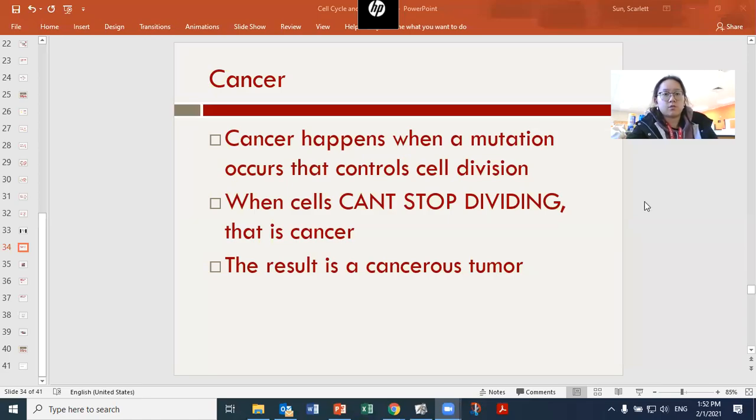All right, let's talk about cancer. So cancer happens when a mutation occurs that controls cell division. And this mutation can happen at any of the checkpoints. It can happen in S phase when DNA is being replicated, right?